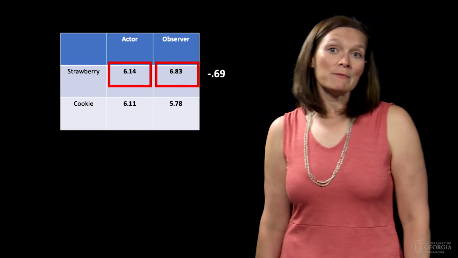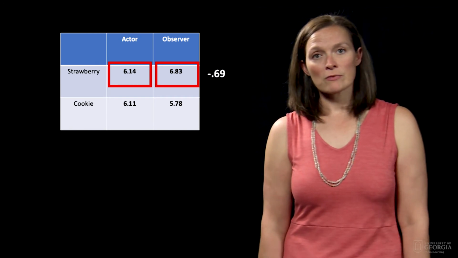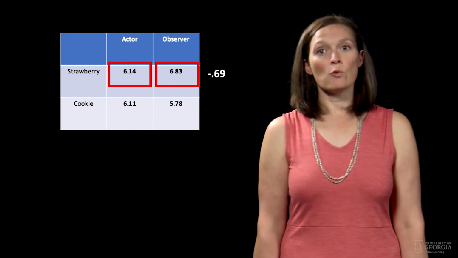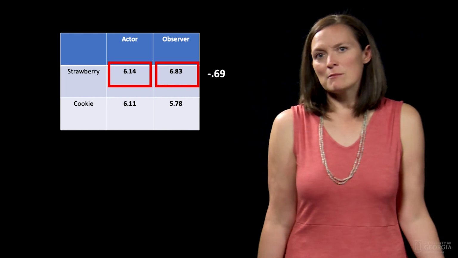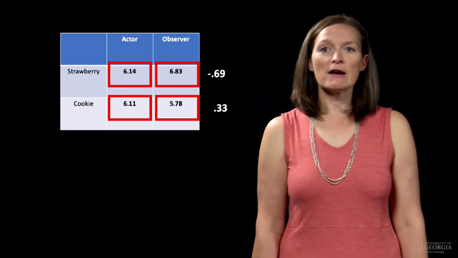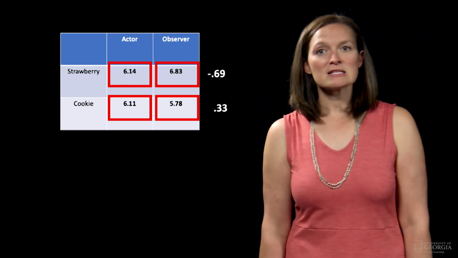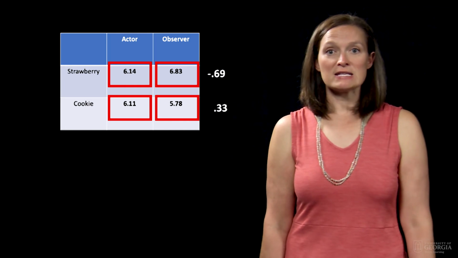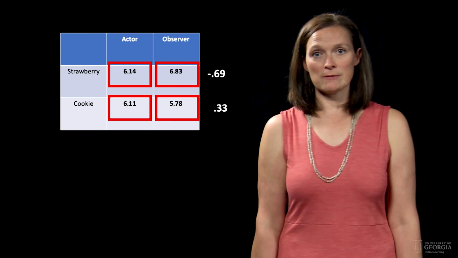Now we can also reframe this interaction by talking about the simple effects of role at each level of food. The effect of role when the food was strawberries would be 6.14 minus 6.83, which equals negative 0.69. That's a moderate negative effect. The complementary simple effect here would be the effect of role when the food was the cookie truffle, so 6.11 minus 5.78. The interaction tests the difference between these simple effects. It compares negative 0.69 to positive 0.33.